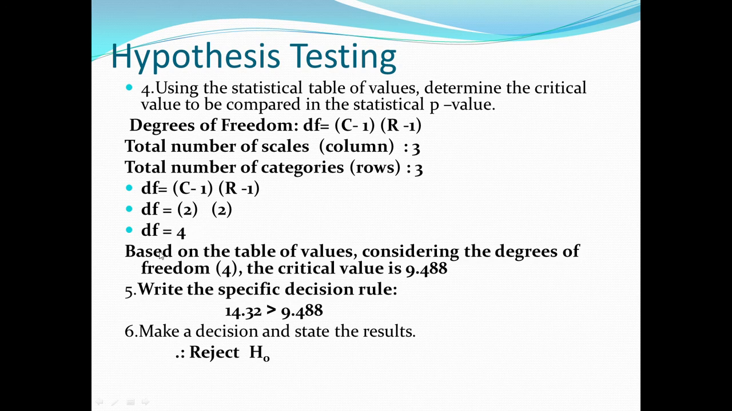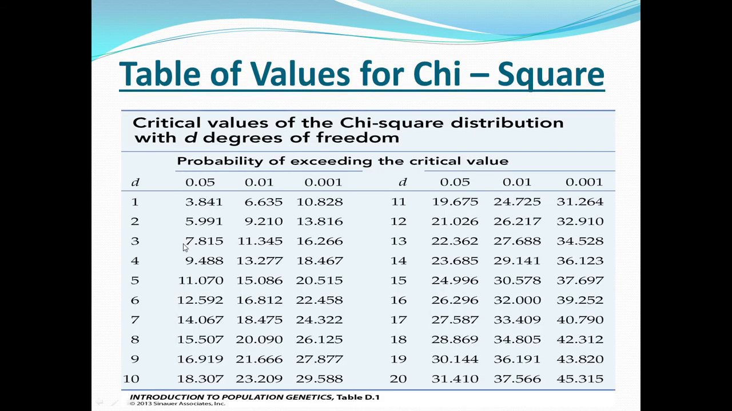Now, sabi dito, based on the table of values, considering the degrees of freedom that is 4, the critical value is 9.488. Okay, so saan ulit nakuha itong 9.488? Again, titingin tayo sa table, pero hindi tayo titingin doon sa table na pinakita ko kanina. Kasi yung chi-square, meron siyang sariling table for table of values. Tandaan ninyo, yung degrees of freedom natin ngayon ay 4. Now, let's see the table.